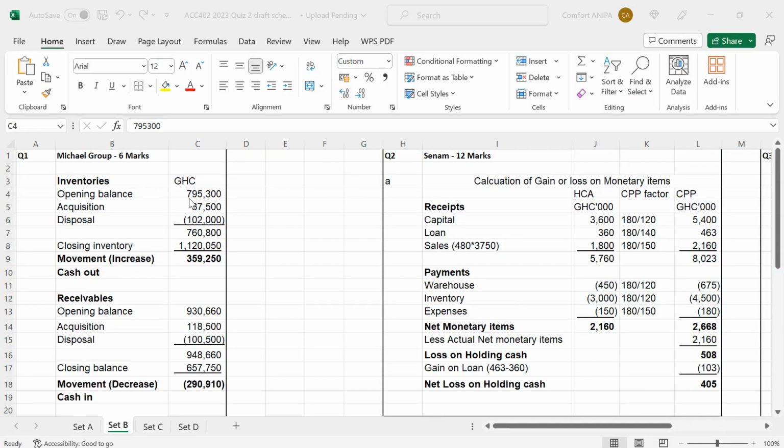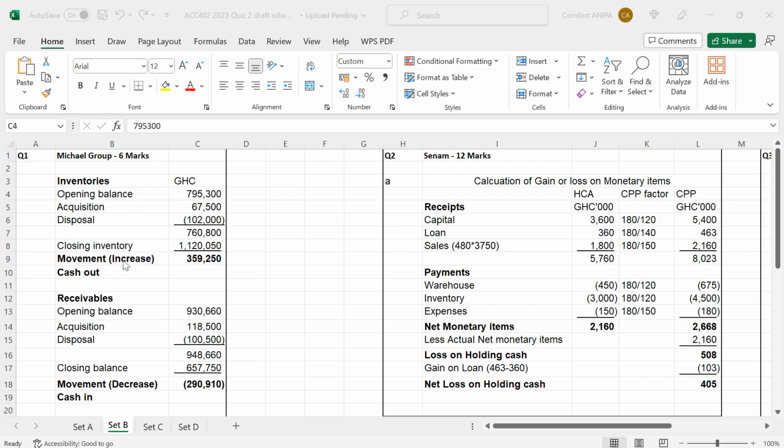So with your inventories, your opening balance, which is under 2019, is 795,300. Your acquisition of inventory, acquisition of Abby, which brings in inventory, is 67,500. Then you add that and you subtract the disposal of Barbie inventory, which is 102. You compare that with your closing and you have an increase in inventory. You can see that it is 760 increasing to 1,120 and 50. That's an increase in inventory.